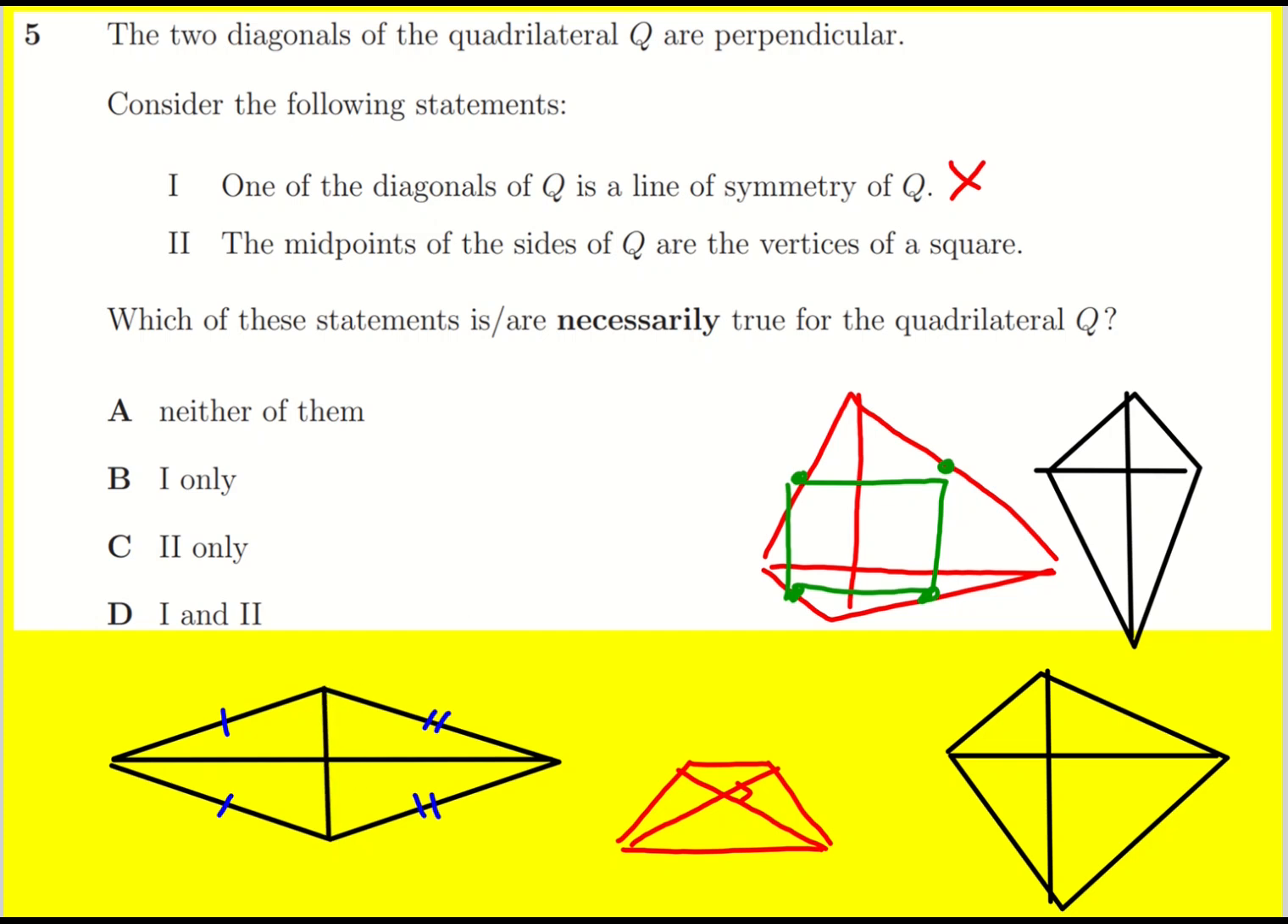But when I draw the midpoints in now and join them, you can see I'm going to get a rectangle instead of a square. And you could stretch it even more if you wanted to. So this one is also not necessarily true. Could be true. 1 and 2 could be true, but they're not necessarily true. And that means our answer is actually going to be A. Nice.